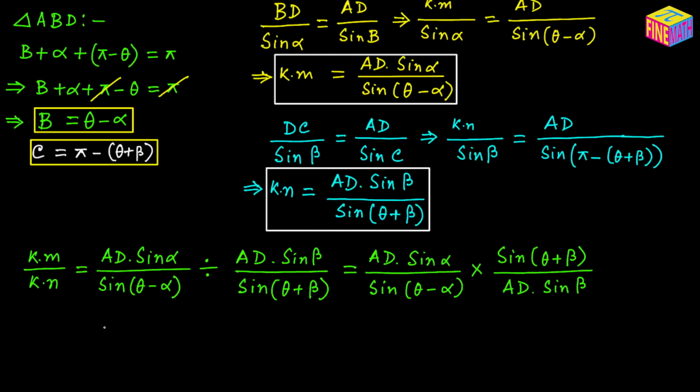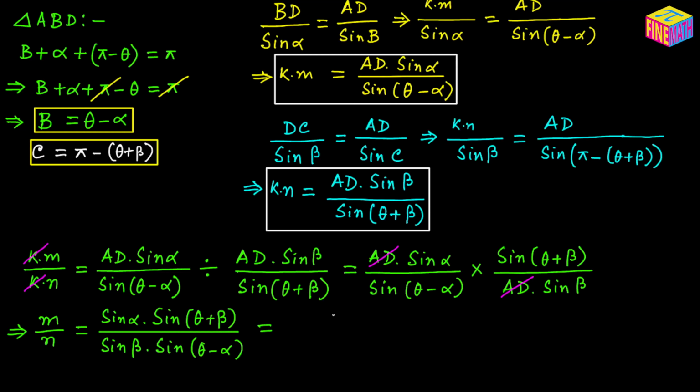And here if we look at the left hand side, the K in the numerator and the K in the denominator will cancel out each other, and similarly AD in the numerator on the right hand side and AD in the denominator will cancel out each other. So from here we are going to be left with M over N can be written as sine alpha times sine of theta plus beta over sine beta times sine of theta minus alpha.